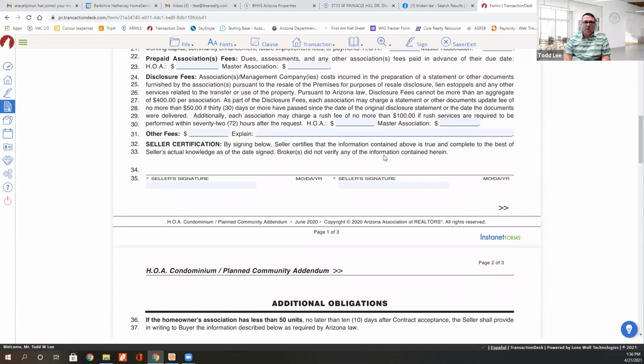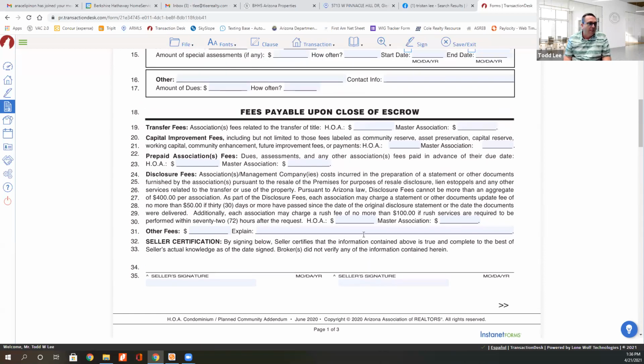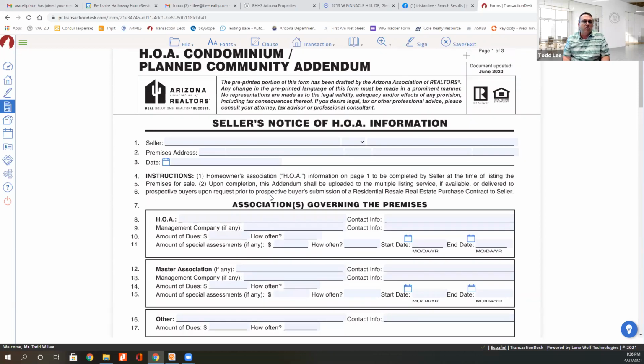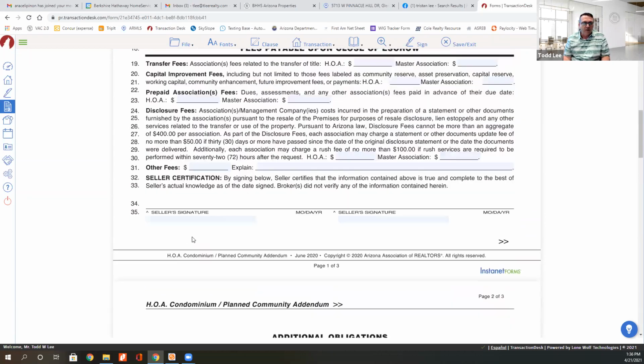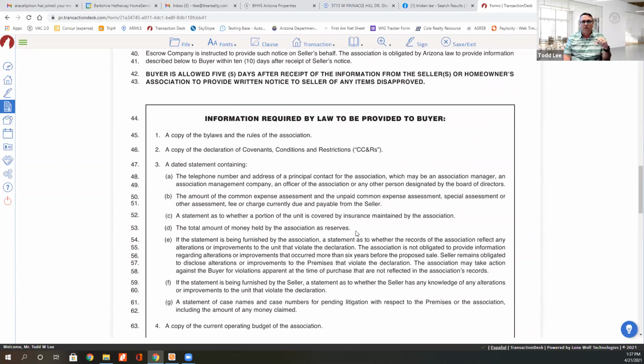Seller certification. By signing below, the seller certifies that the information contained above is true and complete to the best of their actual knowledge as of the date signed. Broker did not verify any of the information contained here. That's a big piece right there. So even if you as the agent fill this out, the seller is certifying that yes, this is true. And if we just made up numbers and threw them in there, if the seller signs this, that's what they're verifying is true. It puts them on the hook. So you really want your seller to make sure that they're filling these out.